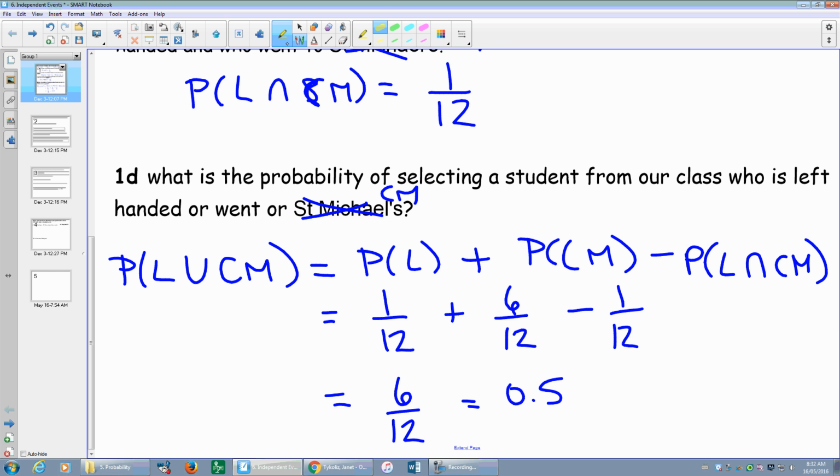It won't always be, it just happens to be in our example right now that this and this are the same. It'll obviously vary if there was a left-handed student in this class who did not go to Canadian Martyrs. So that just happens to be a coincidence with our data here. Does anyone have any questions? Okay, so that was kind of a review on what we've done so far.